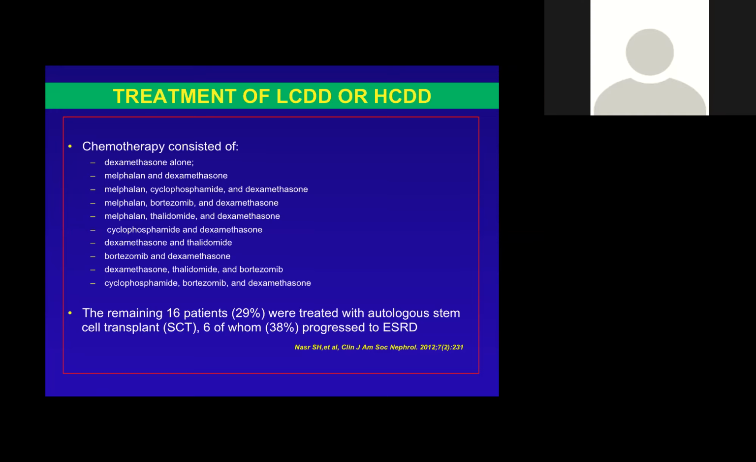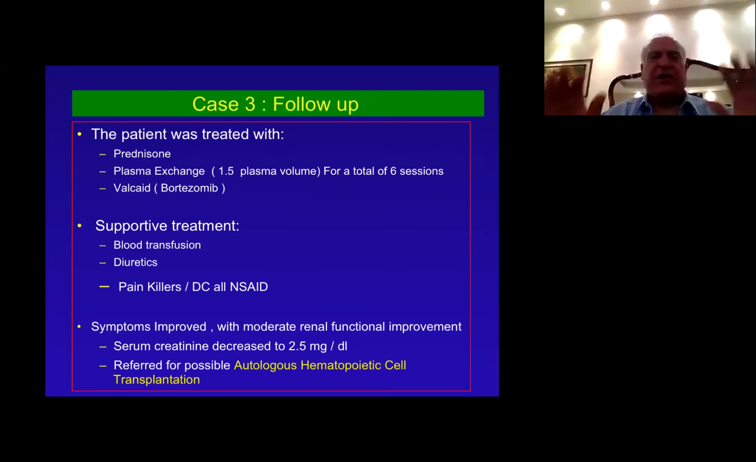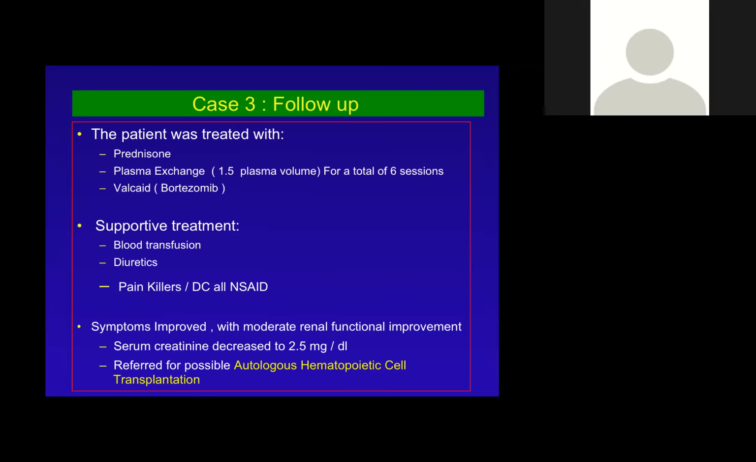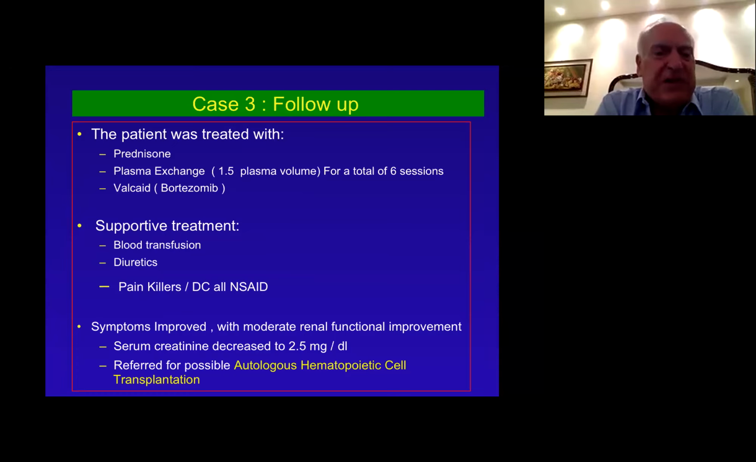Okay, how we treated our patient. Now let's see. This patient, we treated him with prednisone and we did plasma exchange for him. Nobody mentioned plasma exchange. And then he also received rituximab, as you notice here. So prednisone, plasma exchange, rituximab, supportive treatment, blood transfusion, diuretics, painkillers. Symptoms improved, with moderate renal functional improvement. Creatinine came down to 2.5. There is some chronicity. He was referred for autologous hematopoietic cell transplantation.